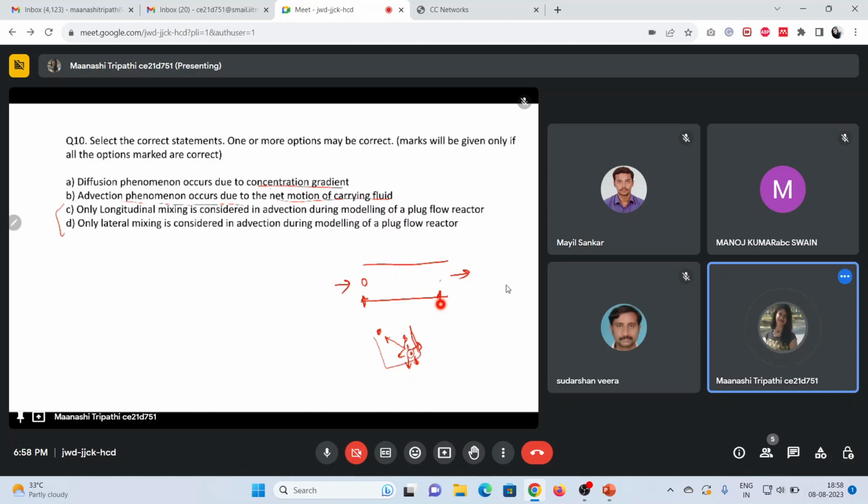About option C and D and the modeling approaches for the plug flow reactor, you will learn later in due course. At least try to get option A and B right.